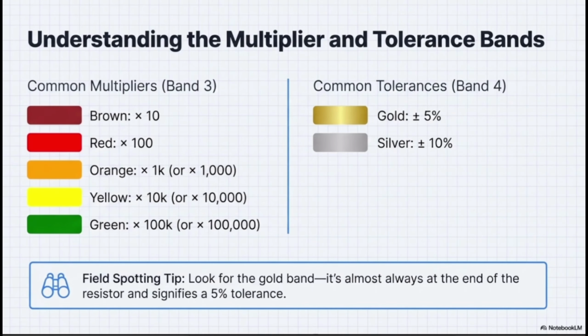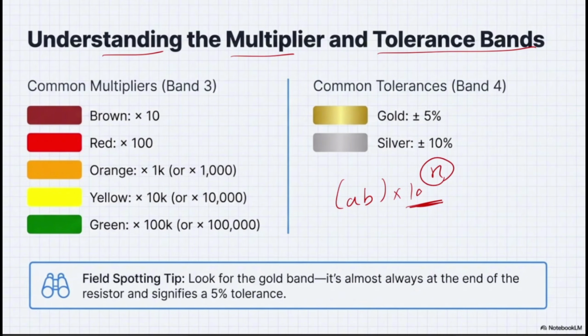Just before that, the very important part is understanding the multiplier and tolerance bands. As I just told you, in the formula we have a multiplication by 10 to the power of n, which is going to be determined by the color. I know how many zeros I have. Everything is multiplied by what? By 5% or 10%, which we call the tolerance band. So for the common multipliers, band number 3, which is the n, if it is brown, it means 1 zero, red 2 zeros, orange 3 zeros, yellow 4 zeros, and green 5 zeros.